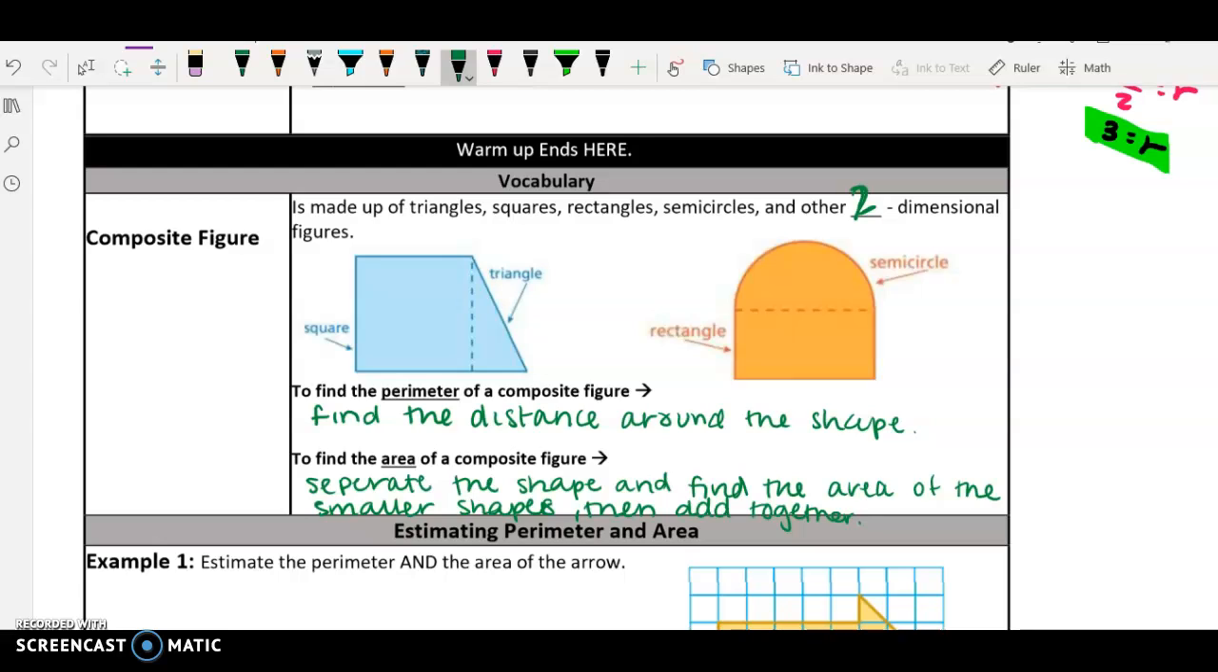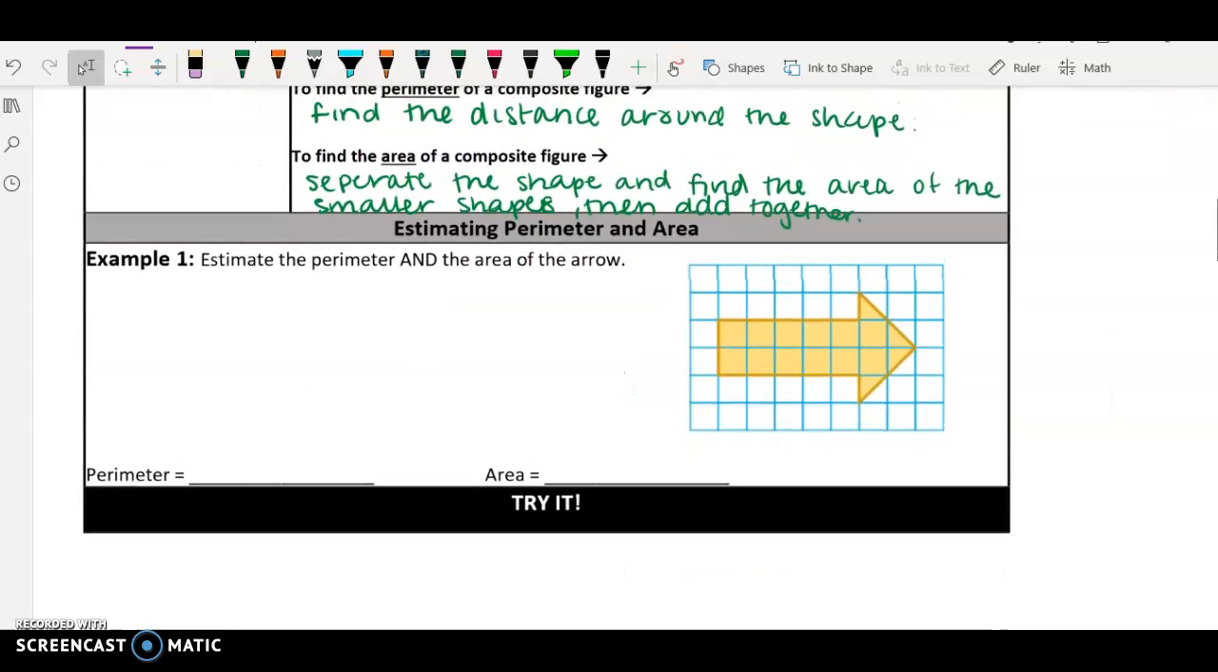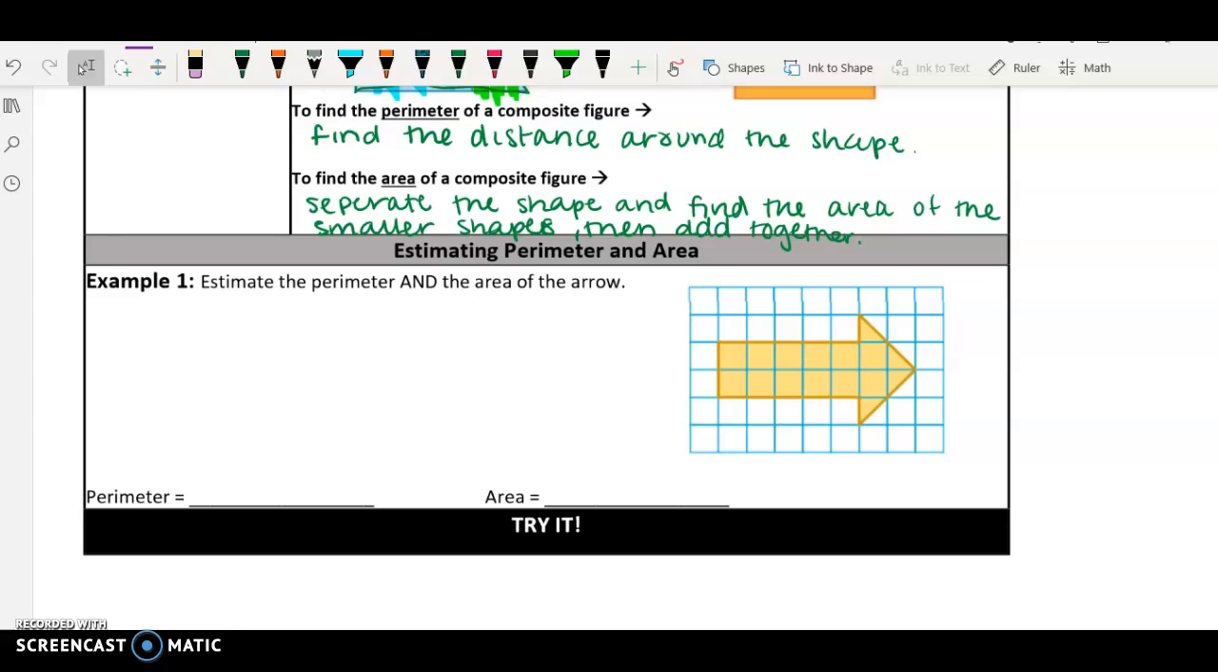And so to find the perimeter, you're going to find the distance around the shape. And then to find the area, we find the area of each shape. So we're going to separate it into two different shapes. So we separated the triangle, and then we separated the square, and we're going to add those two areas together. So it's not too difficult. It's just taking some things that we learned in 6th grade and some things that we learned last class and adding them together.